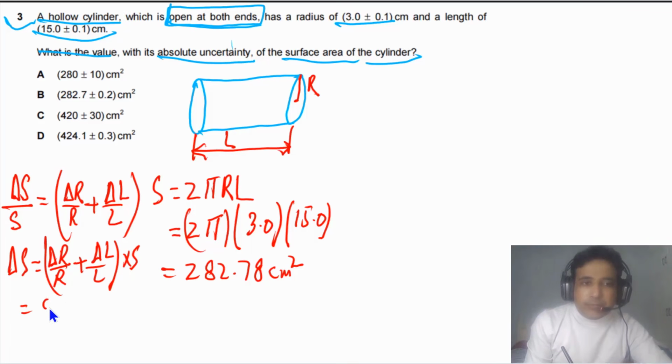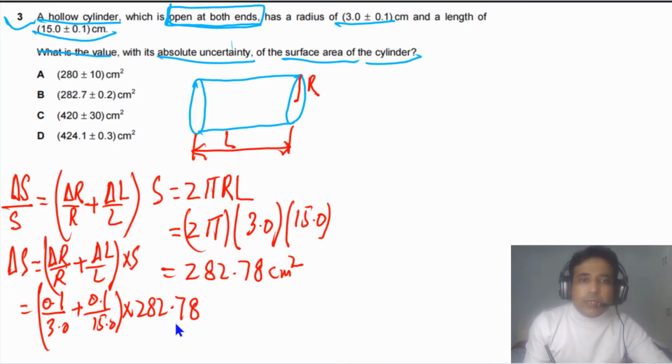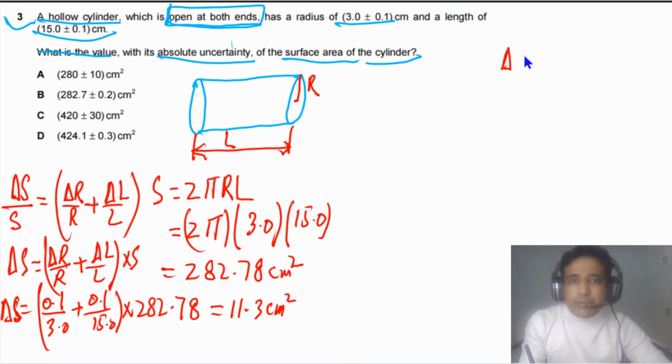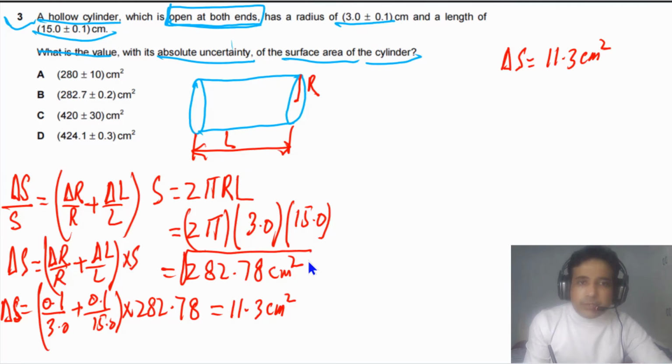Now simply we need to plug in values. Delta R is equal to 0.1, R is equal to 3.0, plus we have 0.1 divided by 15.0, multiplied by S. S is equal to 282.78. Now if we solve this, we will get delta S is equal to 11.3 centimeters square. So this is the absolute uncertainty in surface area. So this is delta S. So we can rewrite here: delta S in this case is equal to 11.3 centimeters square, and we have calculated the value of S. This is the value of S.